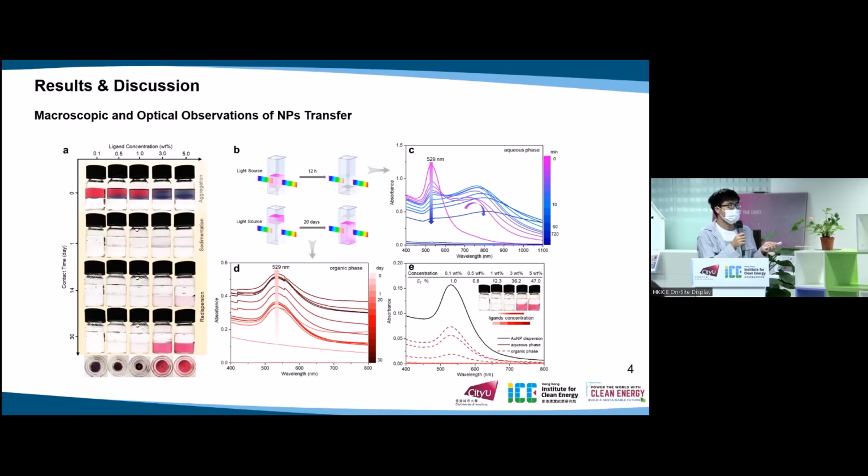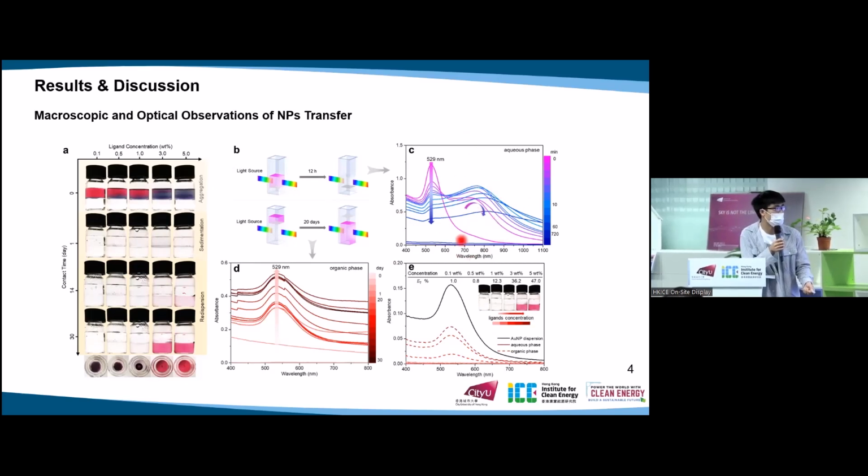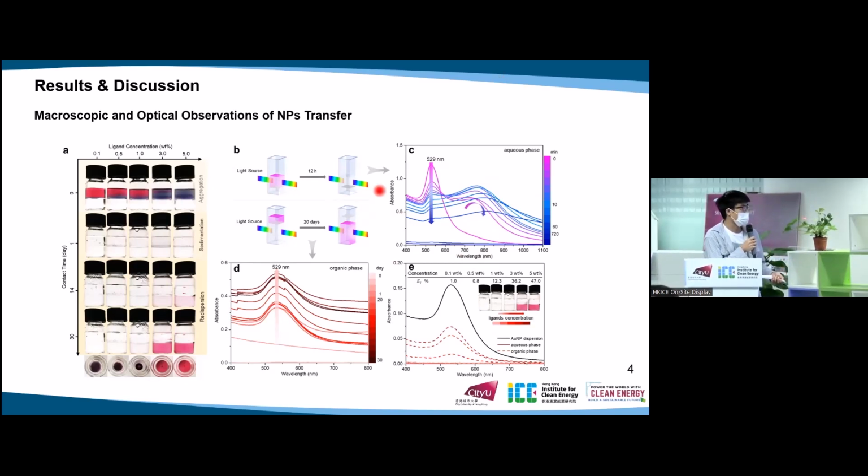To gain further insights into the nanoparticle aggregation in the aqueous phase and the gradual transfer of the nanoparticles in the organic phase, we conducted in situ UV spectroscopy by using this experimental setup. In the aqueous phase, the peak assigned to the aggregation increased at first and finally reduced to 0. However, in the organic phase, the characteristic peak of the gold nanoparticles started to appear after 20 days.